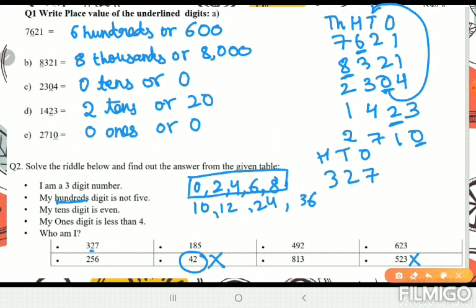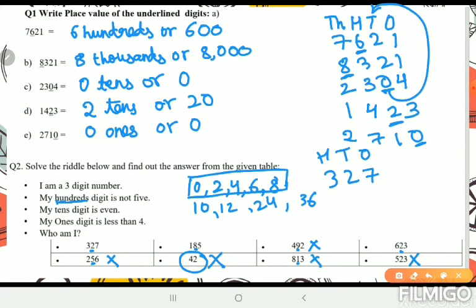This 2 is even? Yes. 8 is also even? Yes. Here 9 is not even, so this cannot be. 2 is even again? Yes. 5 is even? No. So this again cannot be. And 1 is also not even, so no. So now we are left with only 3 numbers.